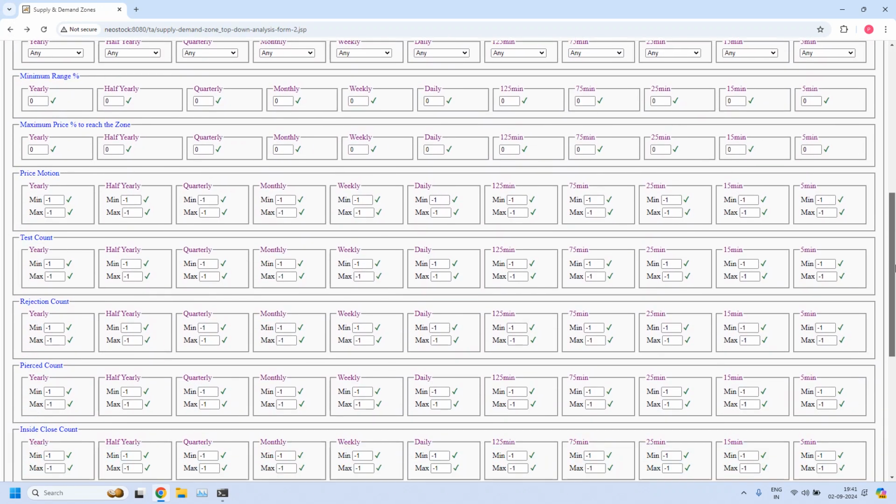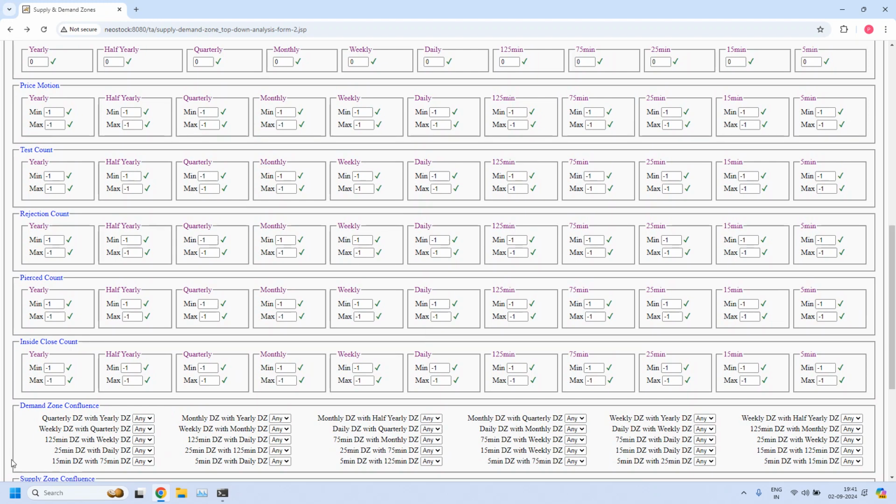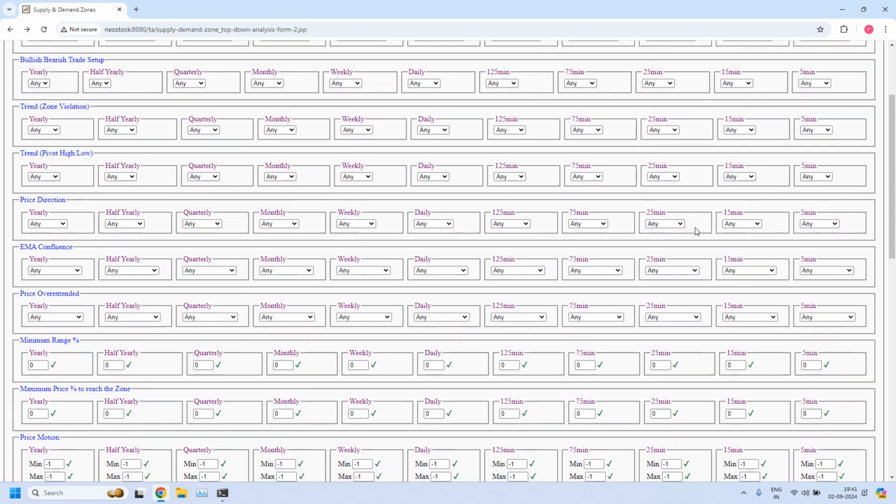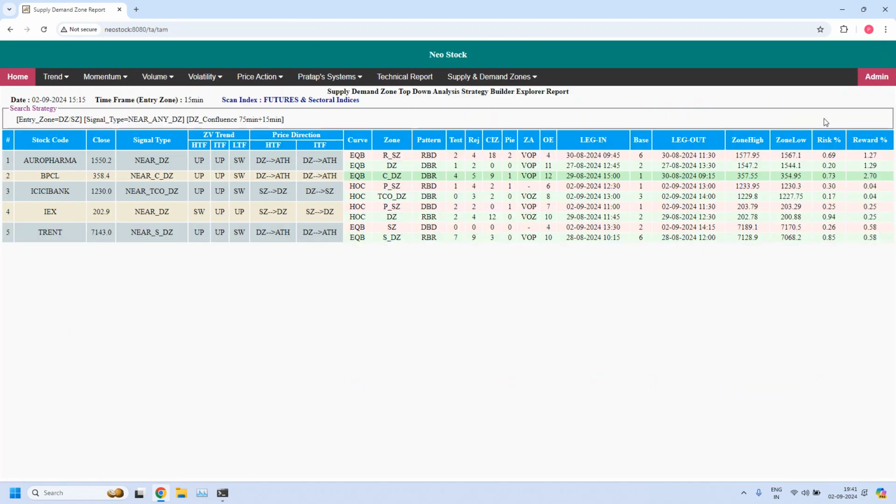In the demand zone confluence, I enable the 15 minutes demand zone with the 75 minutes demand zone. Let's filter how many. So all these 5 stocks are having a confluence with 75 minutes time frame. But there are a few stocks with pierced zones, you have to eliminate them.